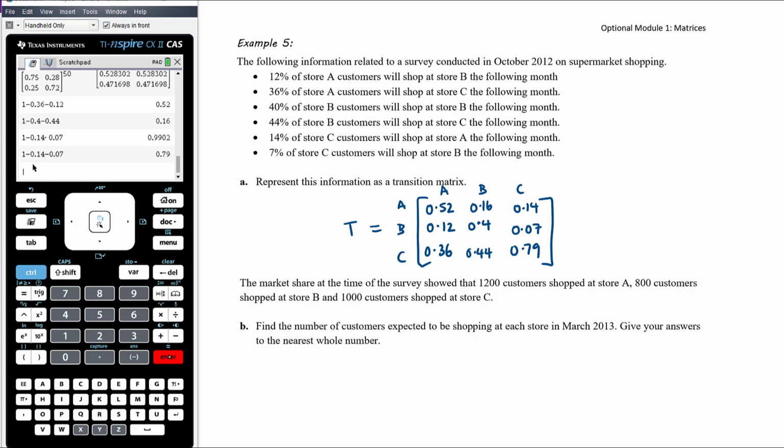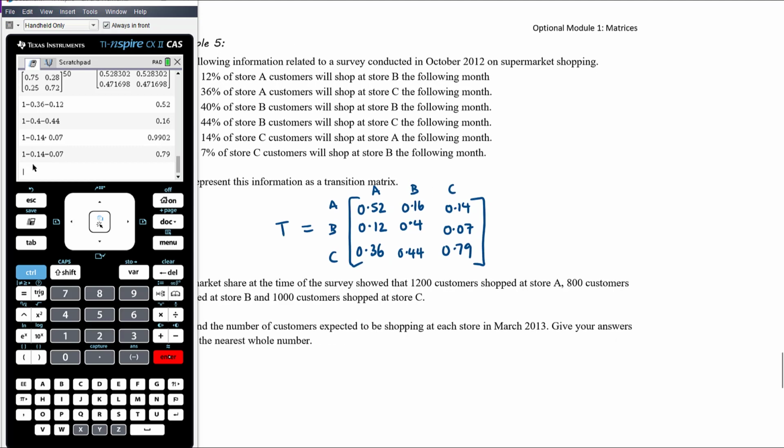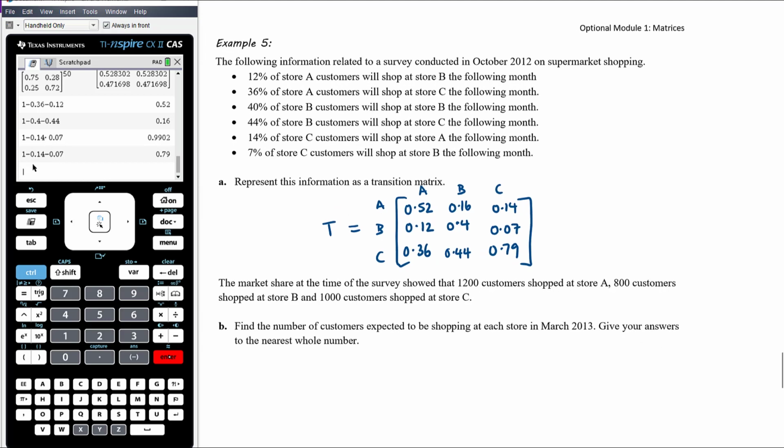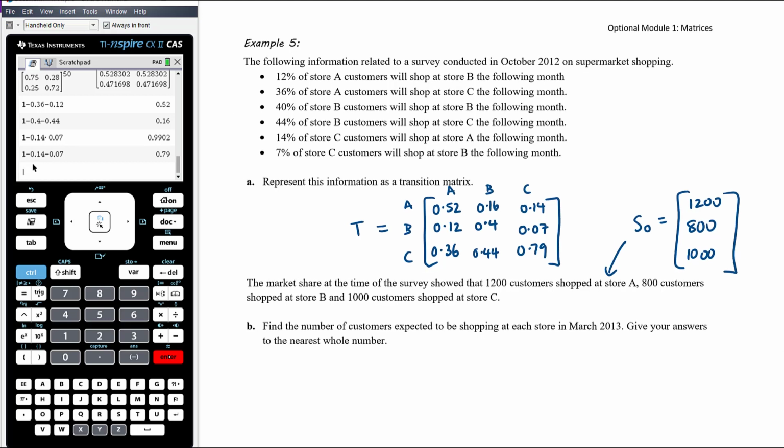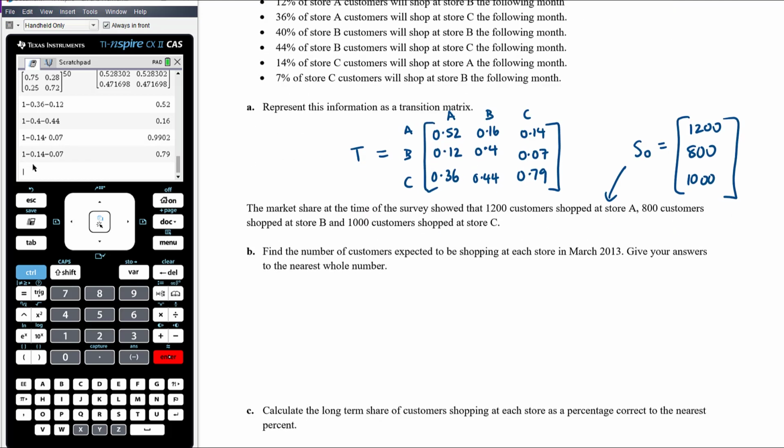The market share at the time of the survey showed that 1,200 customers shopped at store A, 800 customers shopped at store B, and 1,000 customers shopped at store C. So this is S0. Find the number of customers expected to be shopping at each store in March 2013. Give your answers to the nearest whole number.